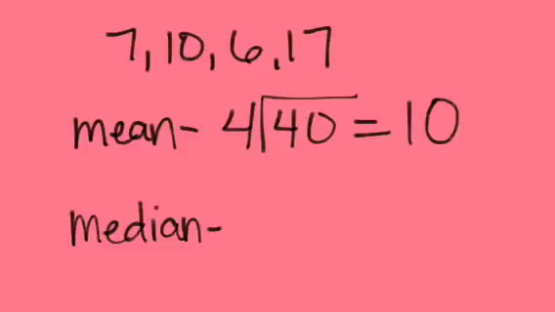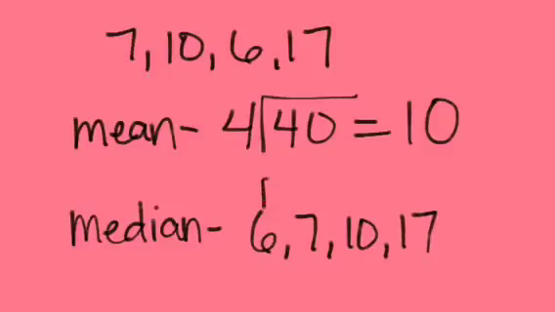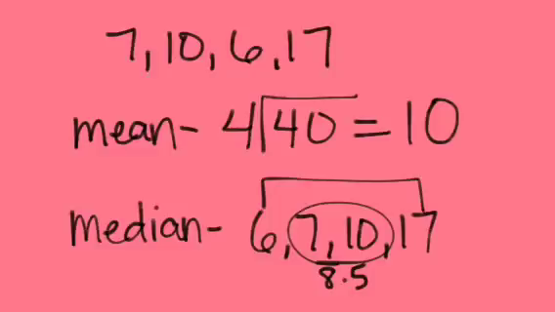Now the number in the middle, I had to write them in order from least to greatest. And let's look for that number in the middle. Okay, well, just like my number before, I have two numbers in the middle. So let's find the average of those two. So 7 plus 10 is 17. Let's divide that by 2. My median number is 8.5.